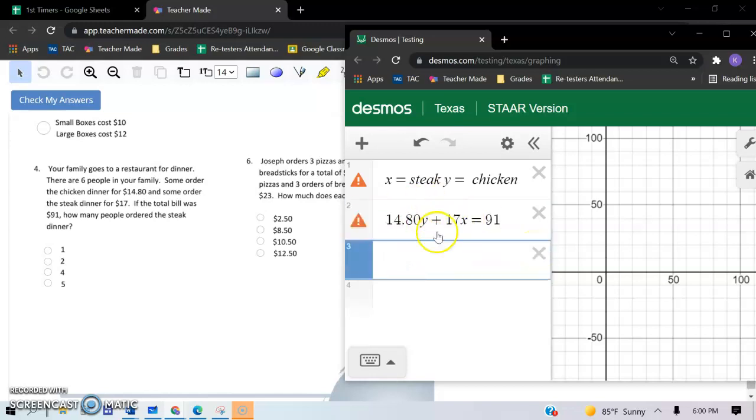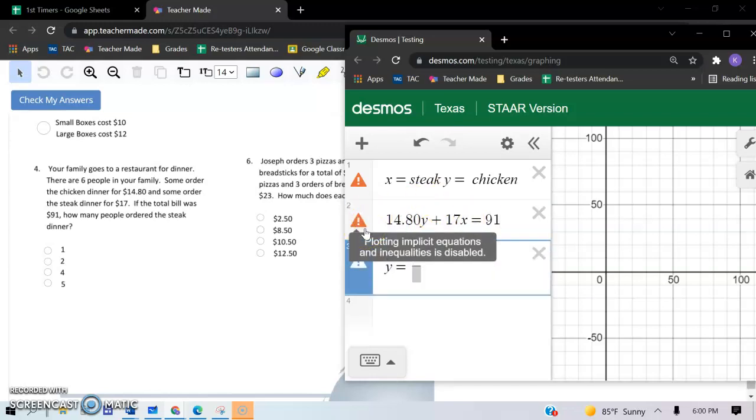But let me do this one to the very end. Let me solve for y on this one first. Y equals 91 minus 17x. Oops, be careful on this one. 91. Look at the x. It's over here. Opposite of positive 17, minus 17x, divided by the number in front of the y, which is $14.80.